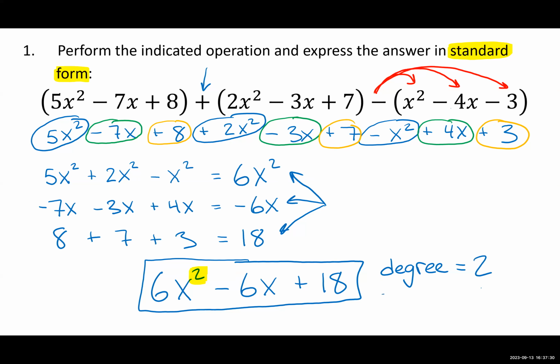There we go. Degree 2 polynomial. So 6x squared minus 6x plus 18. All right, next problem.